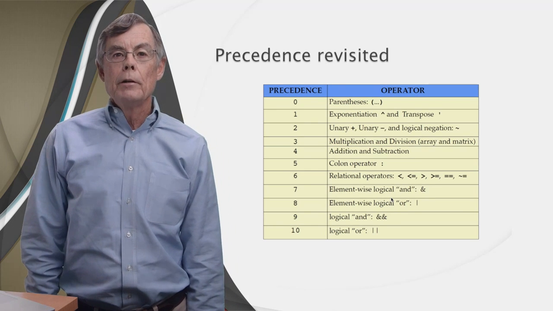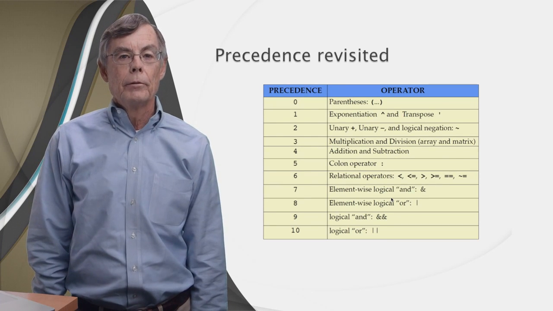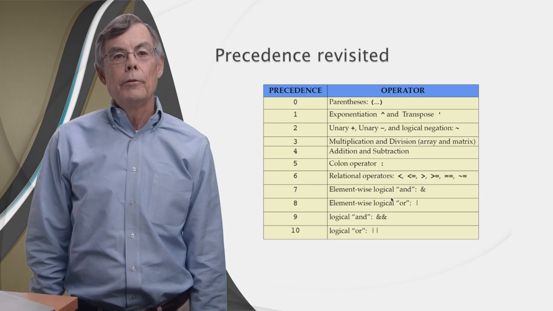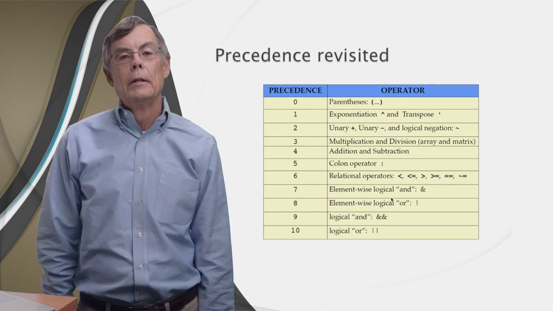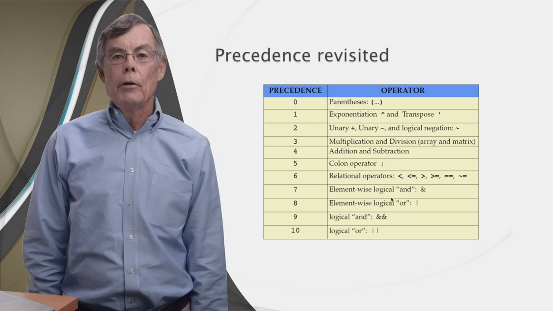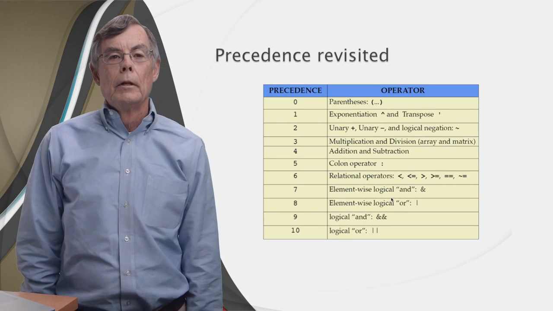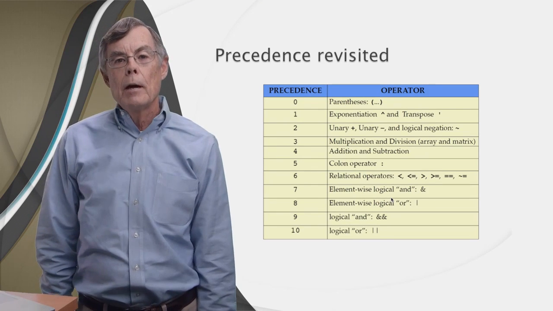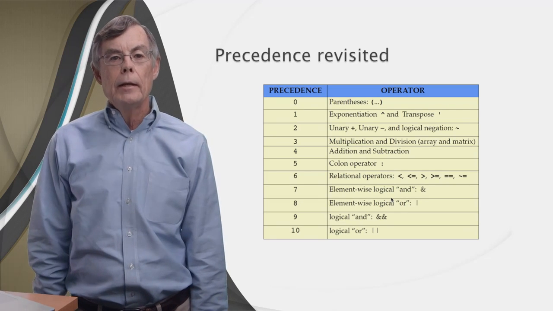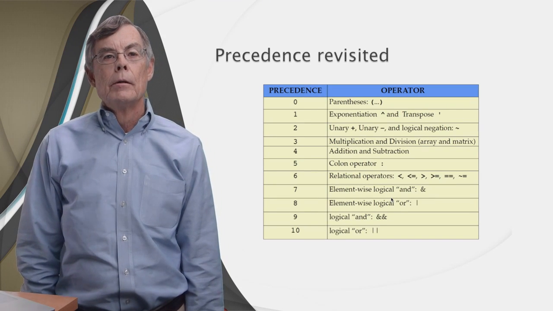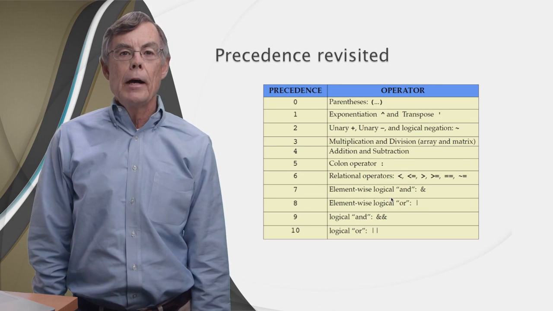Now that we've seen relational and logical operators, it's time to revisit operator precedence, which, you may remember, is the set of rules that governs the order in which operations are executed. This precedence table shows that order. Lower numbers mean earlier execution. For example, relational operators at 6 are executed before logical operators at 7, 8, 9, and 10. In addition, at 4 is executed before the colon operator at 5.